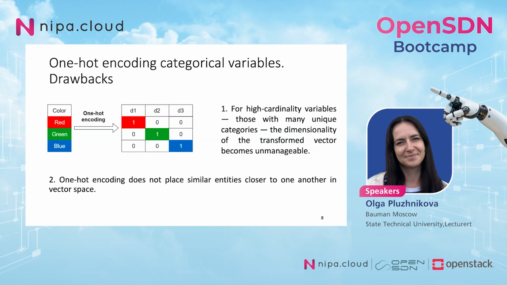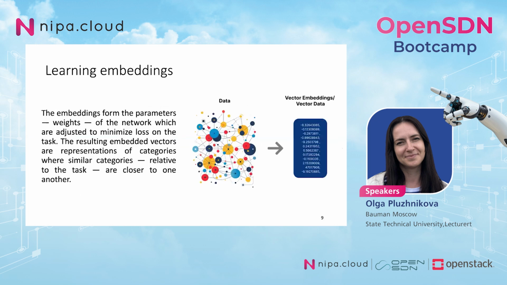If we measure similarity between vectors using some kind of distance, the similarity is 0 for every comparison between entities. So we can greatly improve embeddings by learning them using a neural network on a supervised task. The embeddings form the parameters, the weights of the network, which are adjusted to minimize loss on the task. The resulting embedding vectors are representations of categories where similar categories are closer to one another.